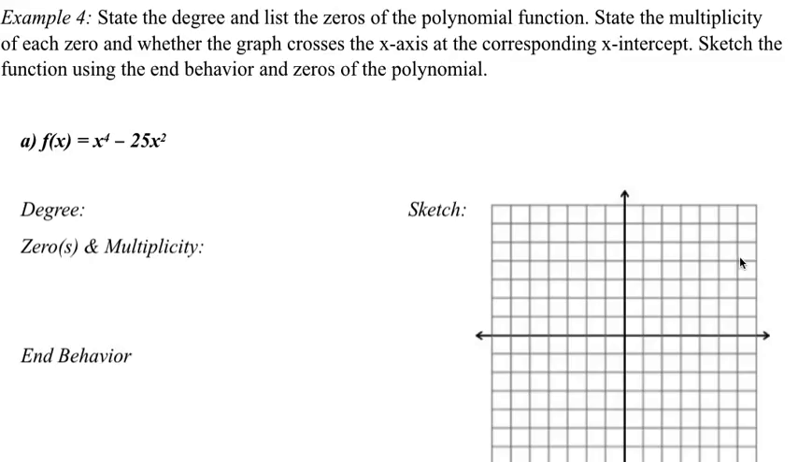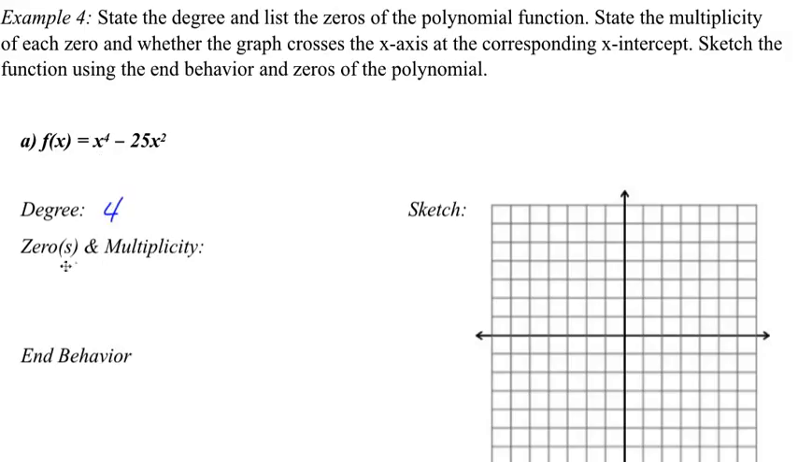So let's see an example here. We have this function, f of x equals x to the fourth minus 25x squared. We're going to state the degree, and we're going to list the zeros of the polynomial function. We're going to state the multiplicity, and state whether it crosses the x-axis, sketch the function using the end behavior and the zeros. So we're going to put this all together. Our degree here is 4. Okay, it's the highest exponent.